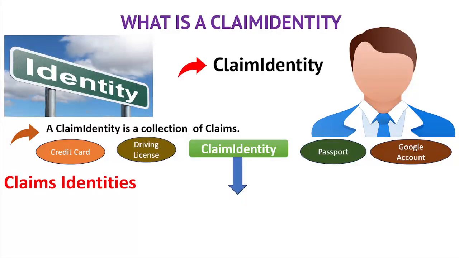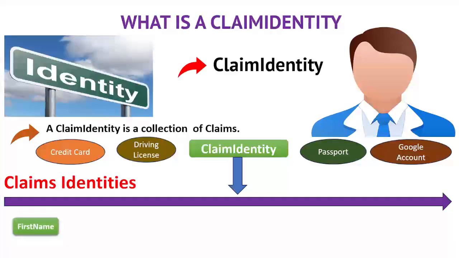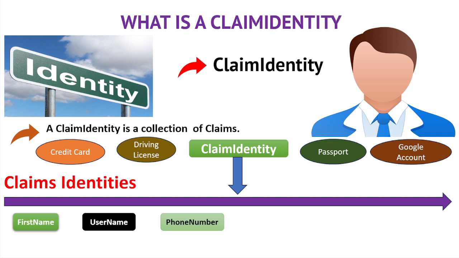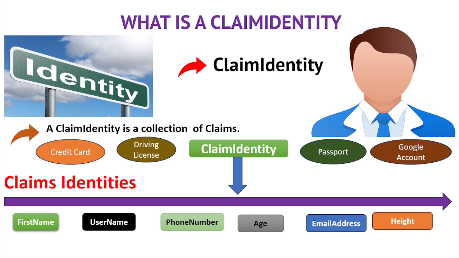So from all these claims identities, we can get some of the key information within the credit card, the driving license, the passport, and even the Google account. So from these claim identities, we are able to get the first name of the person, we can get the username, we can get the phone number, we can get the age, we can get the email address, and we can even get the height. And we've just said all of these are actually claims. So the claim identity class is a concrete implementation of a claims-based identity. So that is an identity described by a collection of claims.